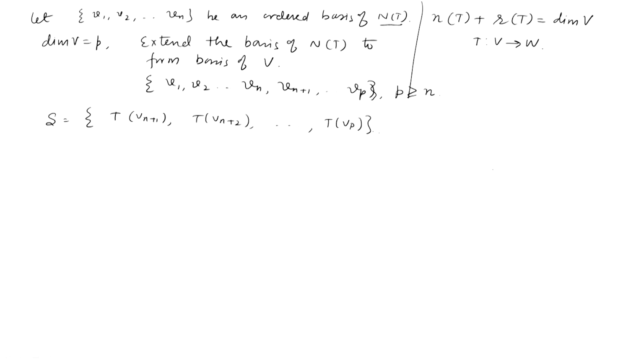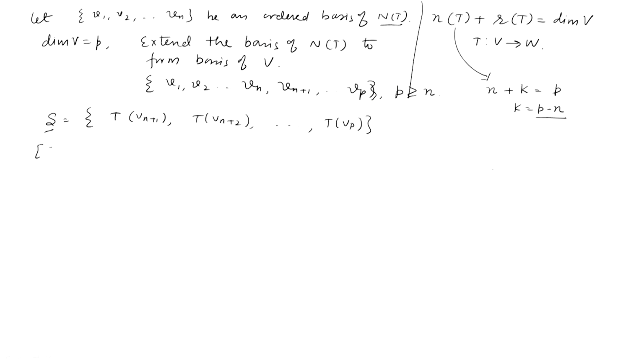Now, if we show that this is a basis of the range of T, then we are done, because here the nullity of T is n, say the rank is k and the dimension is p, then k will be p minus n. If we have shown that this set S is a basis of R(T) whose dimension is p minus n, that means we have shown the result. So, we have just to show now that this S is a basis of R(T).